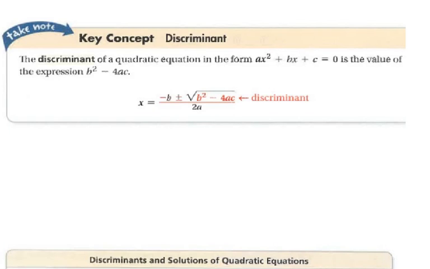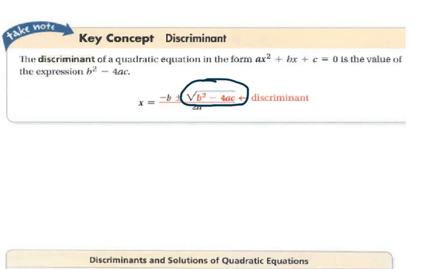Alright, in this video we're going to talk more about the discriminant, which is everything under the radical, the b squared minus 4ac. That value is called the discriminant. Why that matters to us is that we can find out what that value is, and based on that value it'll tell you how many solutions the equation will have.